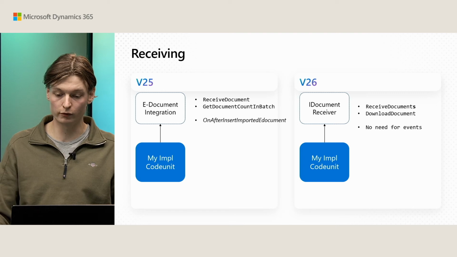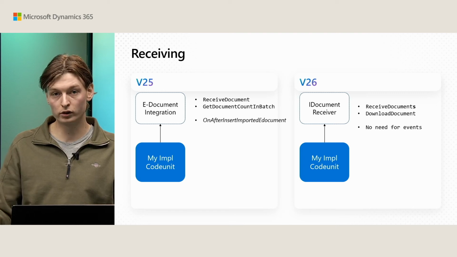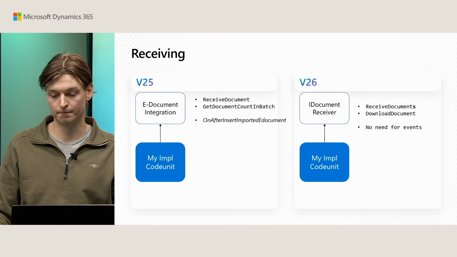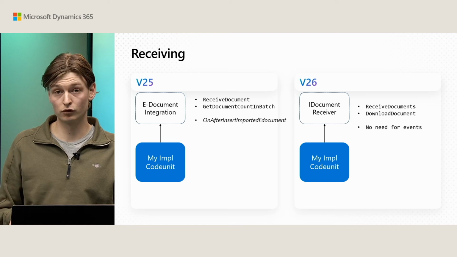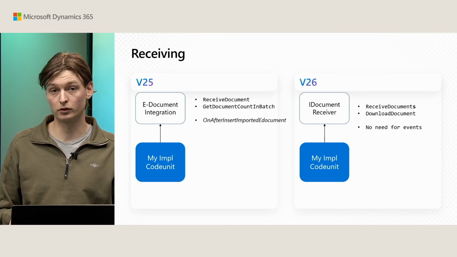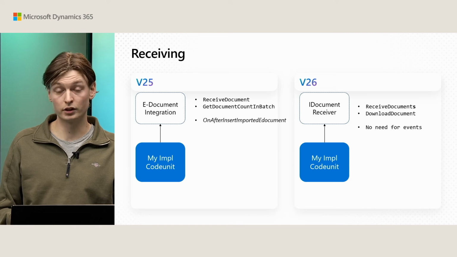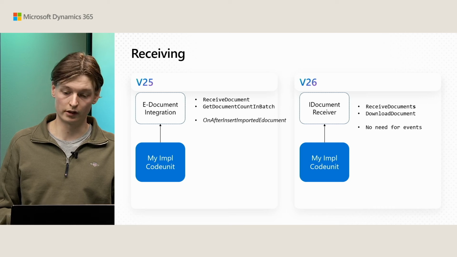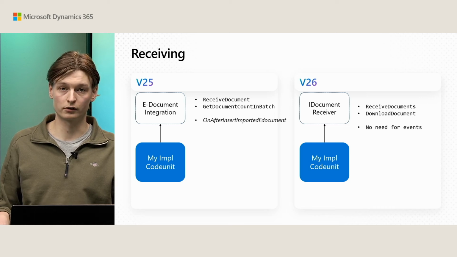And this was not exactly what we wanted, or it was the first version at least. And now in the new version, we have this only handled by the interface. So we have two functions that you will implement in the IDocumentReceiver. One of them is called ReceiveDocuments, and the other one is called DownloadDocument. And there is no need for IsHandled events here.